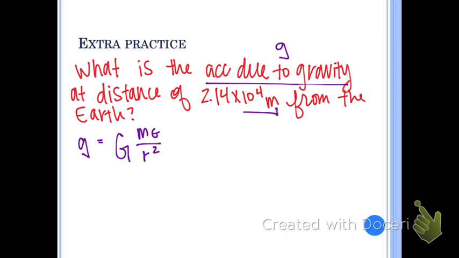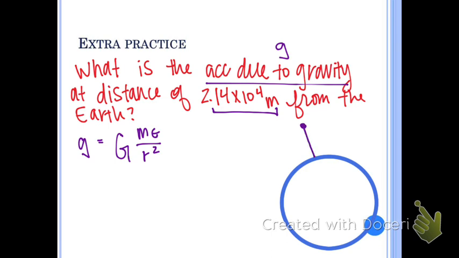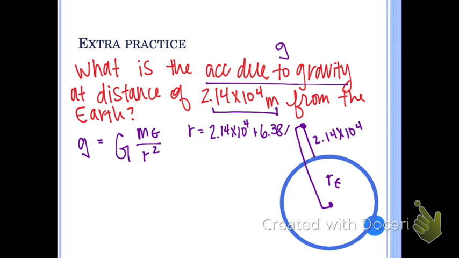Okay, so what do we need to do with this 2.14 number? Any ideas? We have to add it because if there's my Earth, there's my object, right? This distance is 2.14 times 10 to the fourth, but I know I need this distance to go into my problem. So I've got to add those together. So my radius is really going to be 2.14 times 10 to the fourth plus 6.38 times 10 to the sixth.